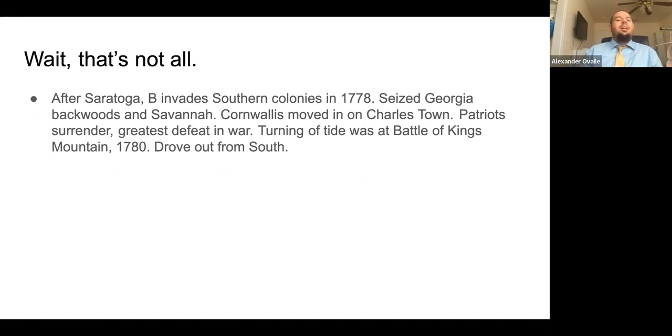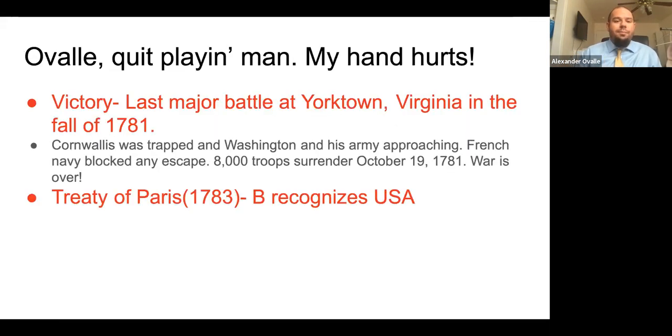After Saratoga, Britain invaded the southern colonies in 1778. They seized the Georgia backwoods and Savannah. That was a big trading center in the South. General Cornwallis, general of the British Army, moved on to Charlestown, South Carolina. The Patriots surrendered. It was the greatest defeat in the war. However, the turning of the tide happened at the Battle of King's Mountain in 1780, and they drove the British out of the South from that battle.